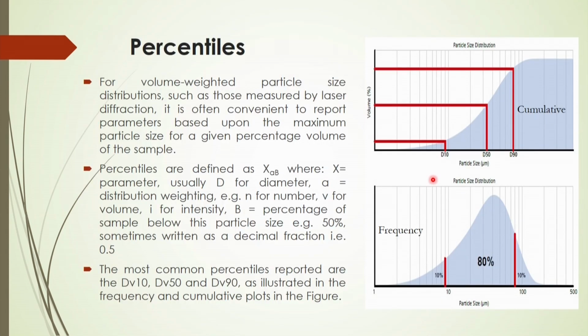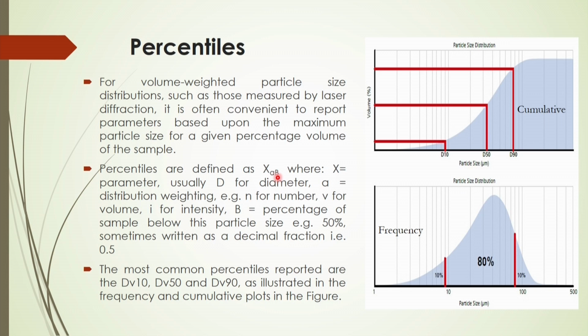Now, another important way to analyze particle size distribution is by percentiles. For volume weighted particle size distribution, such as those measured by laser diffraction, it is often convenient to report parameters based upon the maximum particle size for a given percentage volume of the sample. Suppose you see particle size and volume percent, this particle size D50 or D10 or D90 is nothing but 50%. D50 here means 50% of the particles by volume are like this, and also D90 means 90% of the particles are smaller than this size in micrometers.